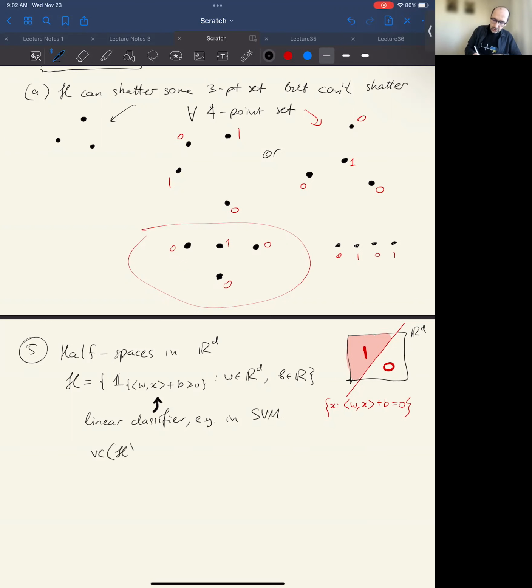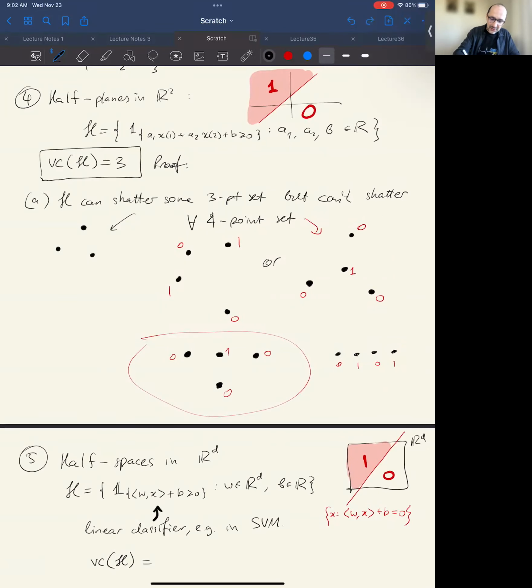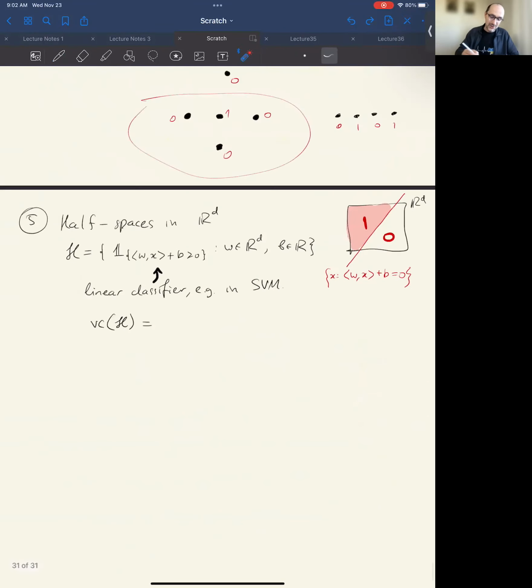VC dimension of H. Well, let's see. In dimension 2, the VC dimension is 3. In dimension d, the VC dimension is d plus 1. Prove that. I have more examples in lecture notes about polynomial surfaces of degree r, then the dimension is something like this: d plus r, choose r.